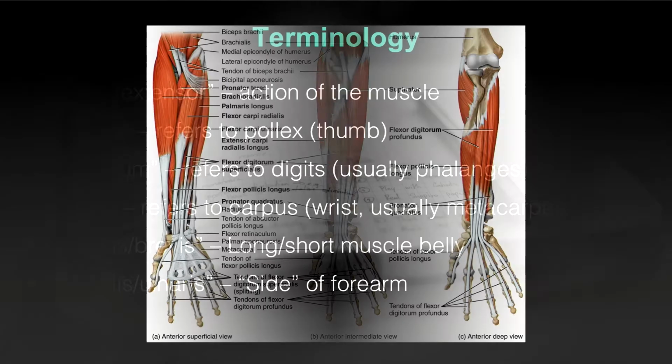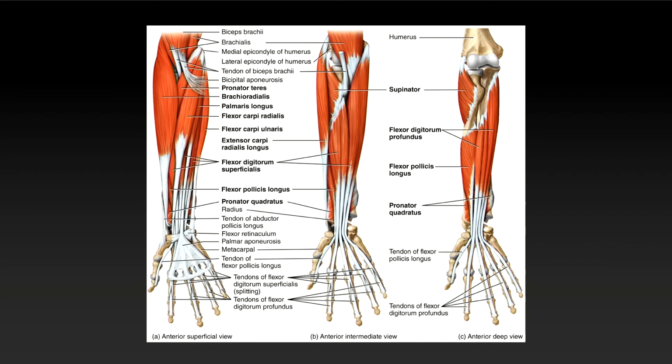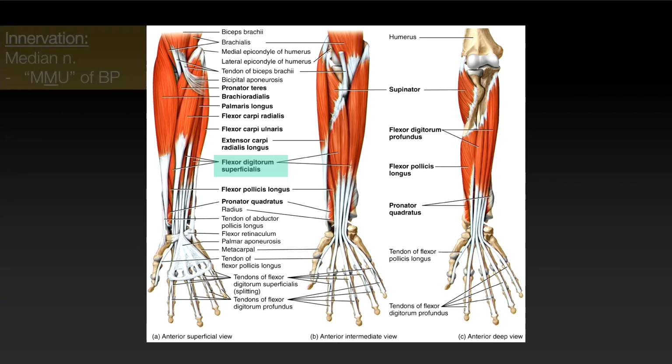So let's start with flexors. We are looking at 3 major flexors: 1 superficial, 1 deep, and 1 for the pollicis. Probably the most obvious flexor, Flexor Digitorum Superficialis. By surface area, one of the largest flexors on the anterior compartment, and being in the anterior compartment, innervated by the median nerve.